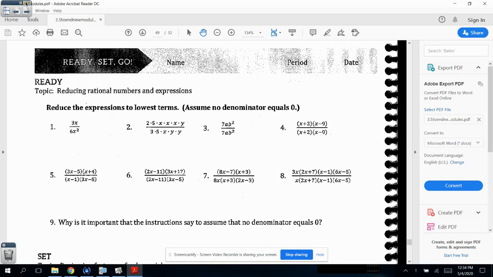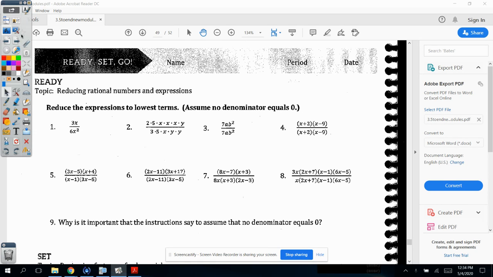They come back and ask us that on number 9. The reason you have to assume no denominator equals 0 is because if it equals 0, then you would be dividing by 0, which is undefined. We need to make sure that all these functions are defined. So all of these will have risk factors because there's variables in the denominator, which means that if you were to graph any of these, if you set them equal to y and graph, you would have domain restrictions. So it is important to say the denominator will not equal 0 so that all are defined.